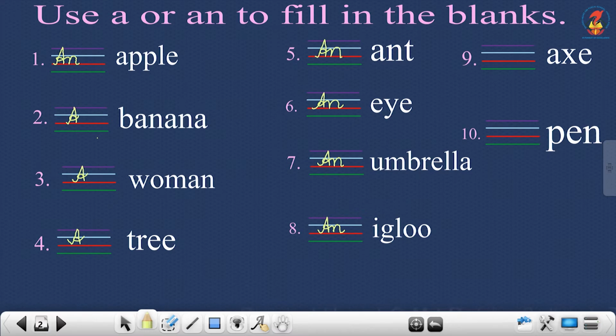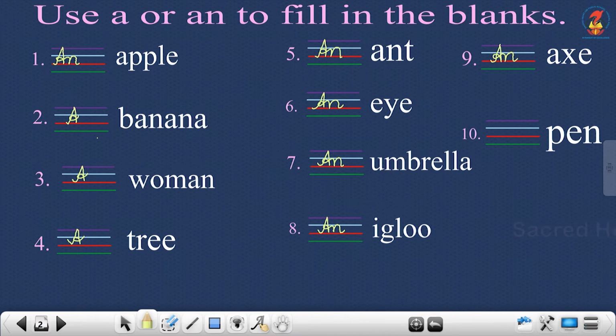Now, number 9, we have axe. A-X-E, axe. A. So, is A a consonant or a vowel? Right, it's a vowel. So, what are you going to write? Very good. It is A-N, an.